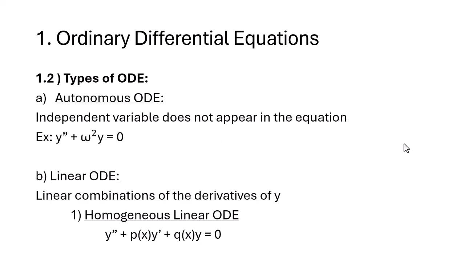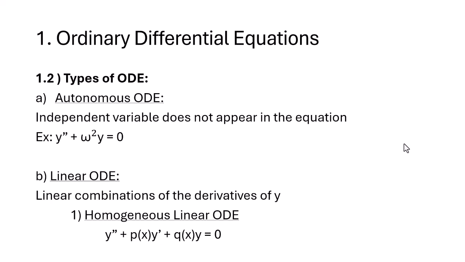First of all, we have the autonomous ODE, where the independent variable does not appear in it. For example, y prime plus omega squared y equals 0. So here we don't see x anywhere, which is an independent variable, or t. And then secondly, we have the linear ODE. A linear ODE can be written as the linear combinations of the derivatives of y.